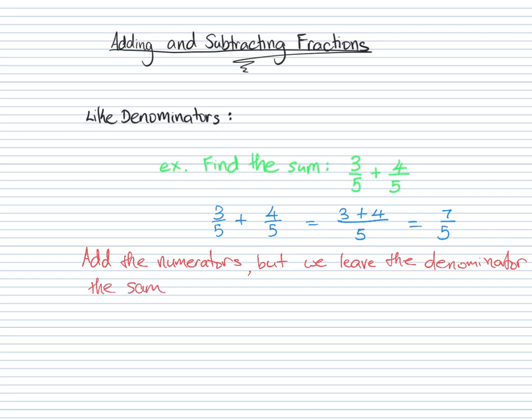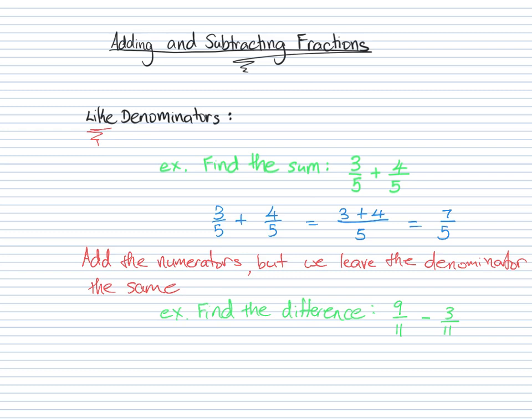And again, this only works because we have like denominators. If we don't have like denominators, we're going to have to do something else. But let's do a subtraction with like denominators just to make sure we have this down. I'm going to do it on the same page. So we are going to subtract 9/11 minus 3/11, or we're subtracting 3/11 from 9/11.